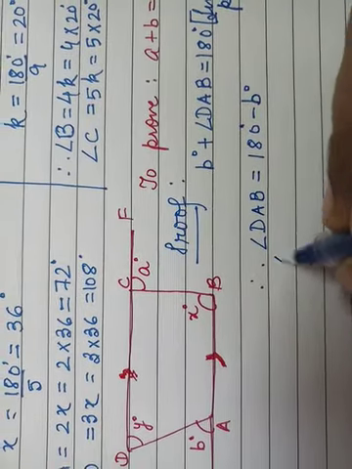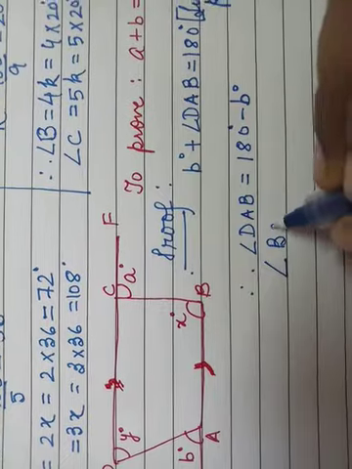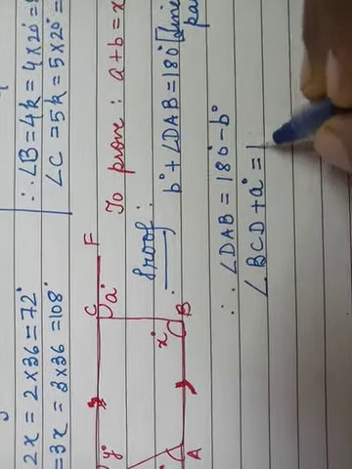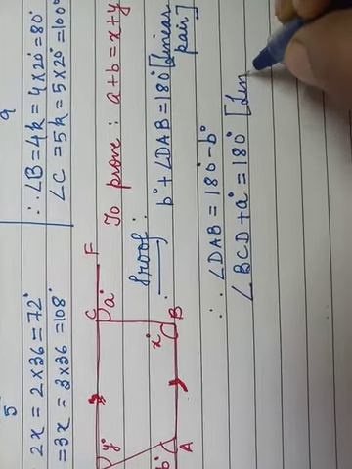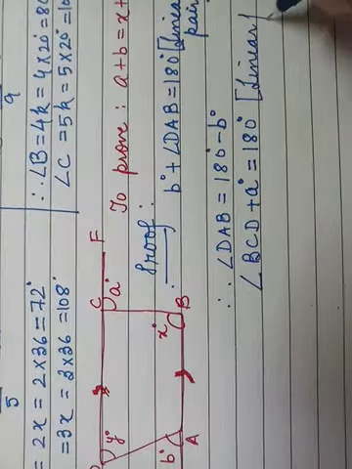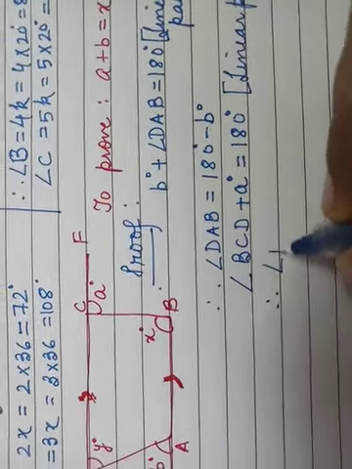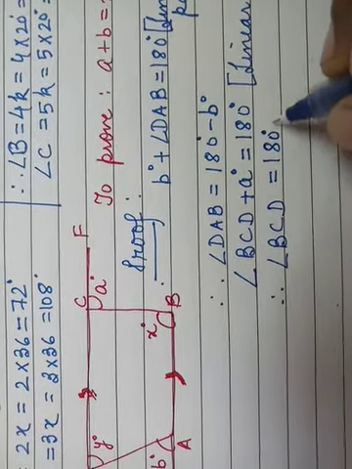Similarly, angle BCD plus A degrees is equal to 180 degrees. Reason needs to be mentioned: linear pair. Therefore, angle BCD is equal to 180 minus A degrees.